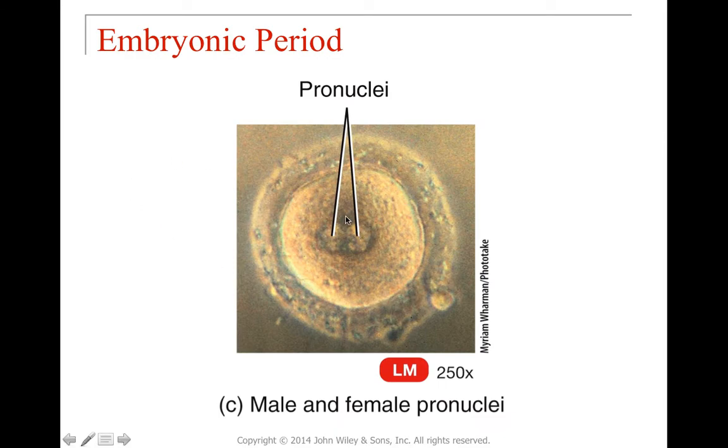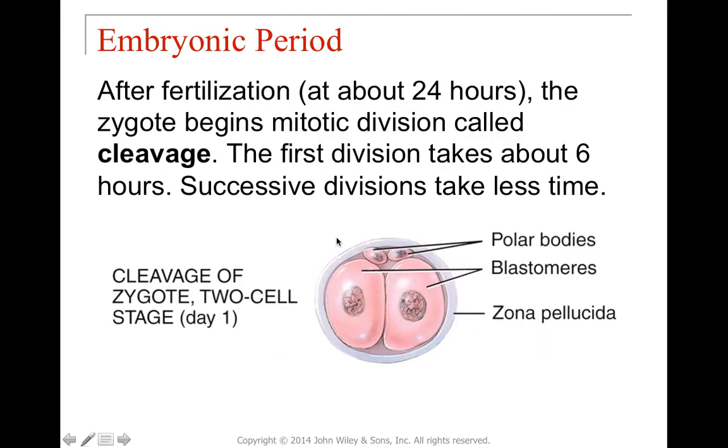They are meeting inside the egg. So the sperm has actually come through, it started to decondense, and now we are going to put these guys together. This is the actual act of fertilization, you guys. So for about 24 hours after fertilization, we're going to undergo the first mitotic division, and that's called a cleavage event. It takes about 6 hours. The ones that occur from this point out are going to take less time.